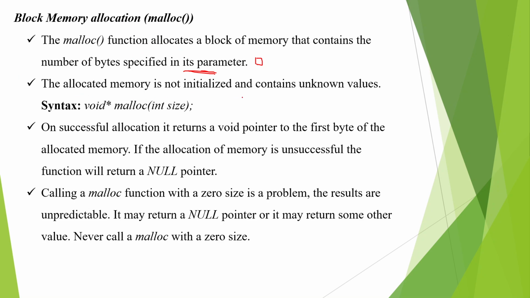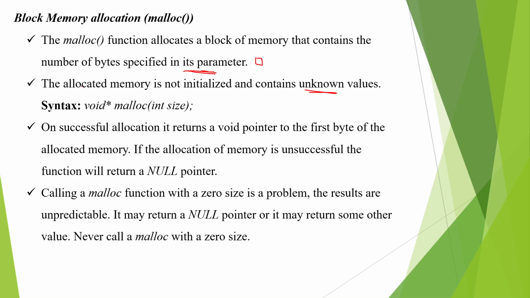The allocated memory is not initialized. So initially the allocated memory will have what? It will have garbage values, unknown values. That is the difference between calloc and malloc. In calloc, initially all my blocks will be assigned to 0. All my contiguous memory locations will be assigned to 0. But in malloc, that will not happen. Our assigned block, our assigned memory, will remain uninitialized unless we do it specifically.